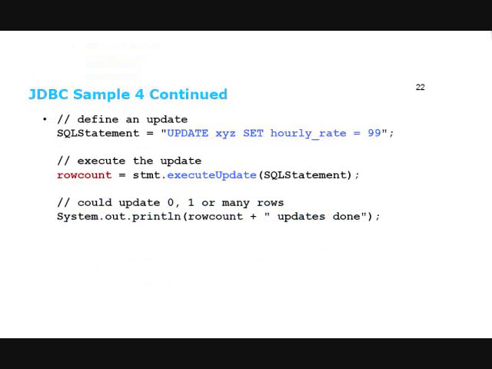The same applies if I have an update. If I want to do an update, again with the SQL statement being update, as I said, set hourly rate equal to 99, then I use the executeUpdate method, and it's going to return an integer, which tells me how many rows have been updated. I could then output to the environment the rowCount, which will tell me how many rows have been updated by that statement. Are we all happy with that?